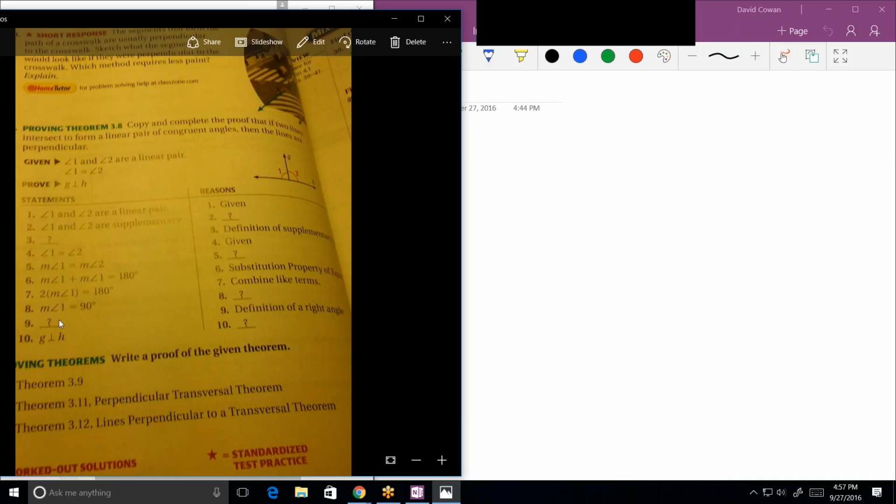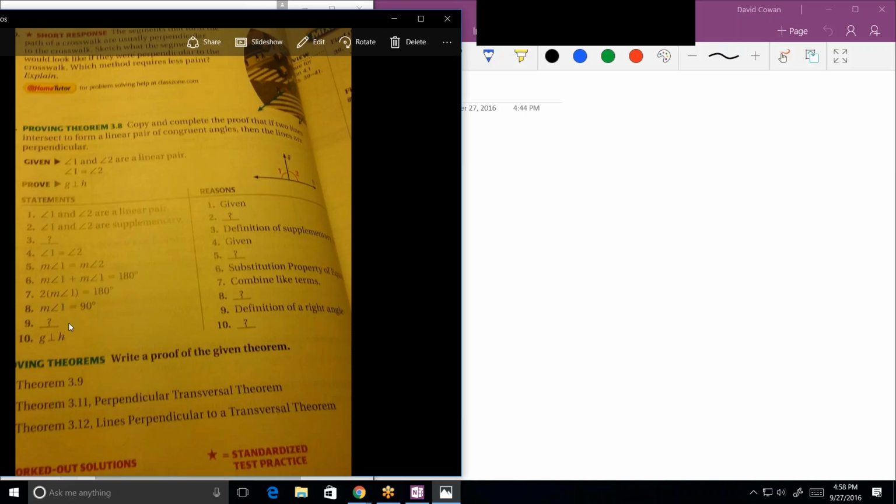What's number 9's statement? Measure of angle 1 is a right angle. Or just angle 1 is a right angle. Yeah, angle 1 is a right angle, by the definition of a right angle being 90 degrees. Well, statement 8 said that the measurement of that was 90 degrees. Therefore, angle 1 is a right angle.